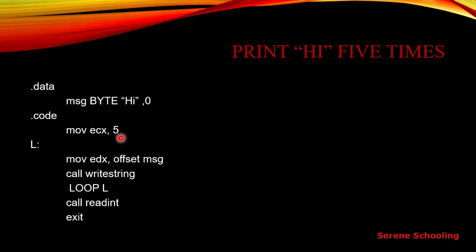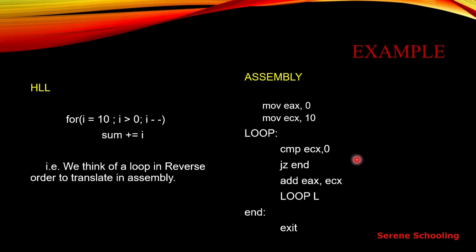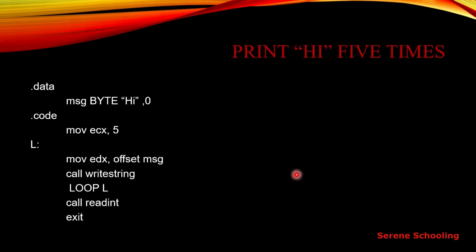Why? Because we know that the ECX register decrements automatically. It will be 5, 4, then 3, then 2, then 1, 0, then automatically it will come out of the loop. Or you can also use the compare instruction over here, like we have done before, comparing ECX with 0. When it becomes 0, we have to come out of the loop. So you can do the same thing over here.